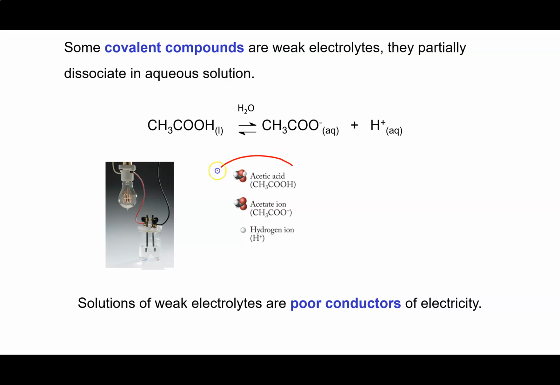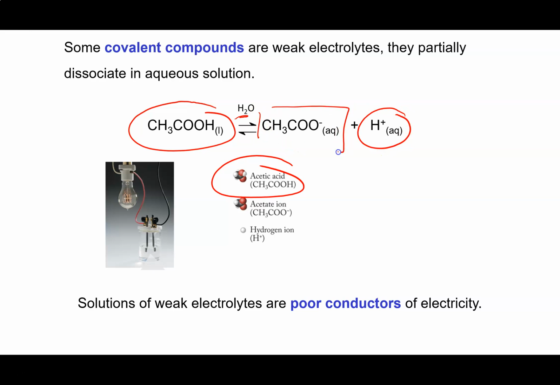A good example of that is acetic acid, which is the acidic component found in vinegar. And if I take a sample of acetic acid and dissolve it in water, a few of the molecules separate into hydrogen ions and the acetate anion. It's what we call a weak electrolyte because it's going to weakly conduct electricity because there are just a few ions around.